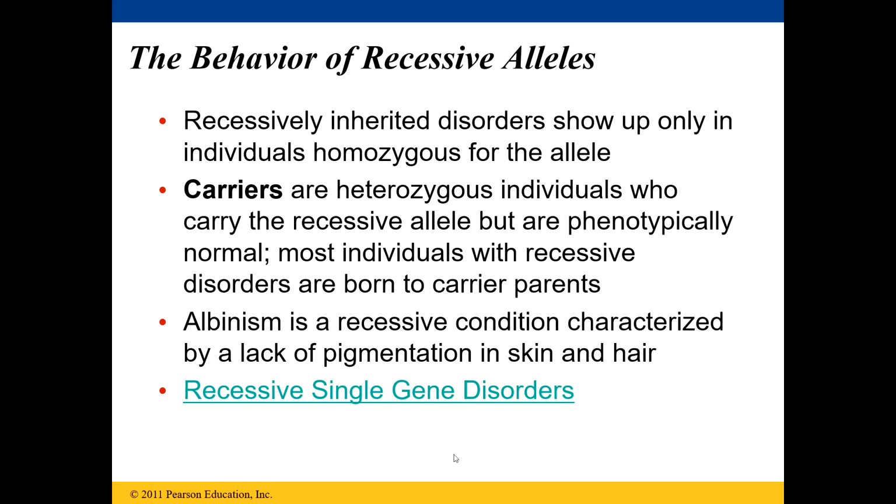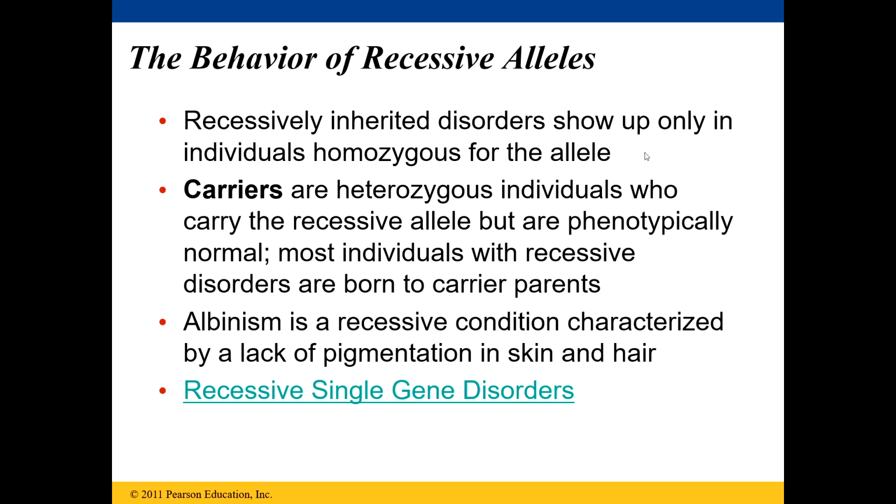So far we've talked about when things go right. What about when things go wrong? And how do we explain some of the genetic diseases that we have? So we want to start with looking at the behavior of recessive alleles. These recessive disorders are inherited and show up only when individuals are homozygous for the allele. So just like any recessive disorder or recessive trait, they're only going to show up when you get two copies, one from each parent.